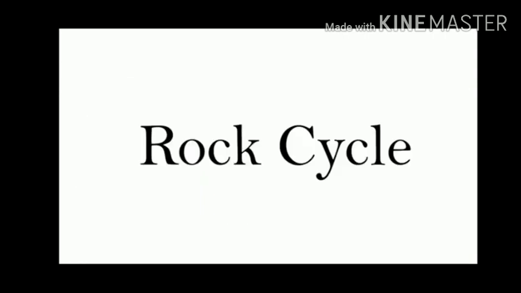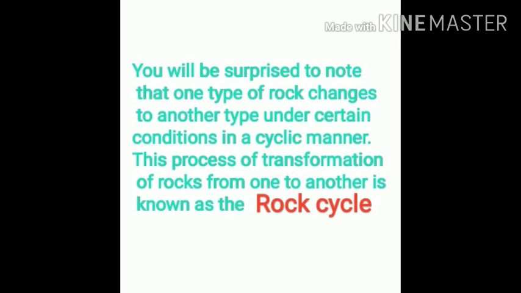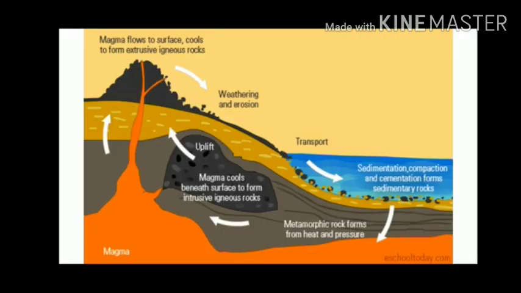Now, we will study about the rock cycle. You will be surprised to know that one type of rock changes to another type under certain conditions in a cyclic manner. This process of transformation of rocks from one to another is known as the rock cycle. When the molten magma cools, it solidifies to become igneous rock. These igneous rocks are broken down into small particles that are transported and deposited to form sedimentary rocks.